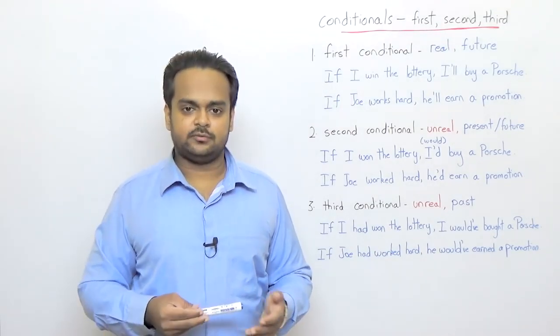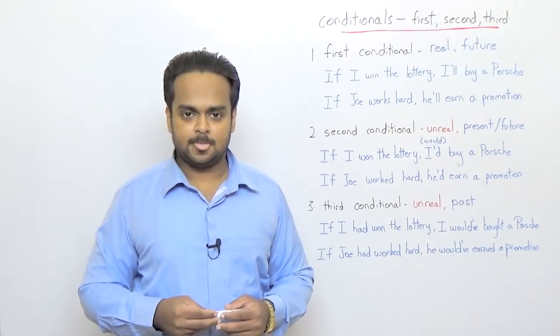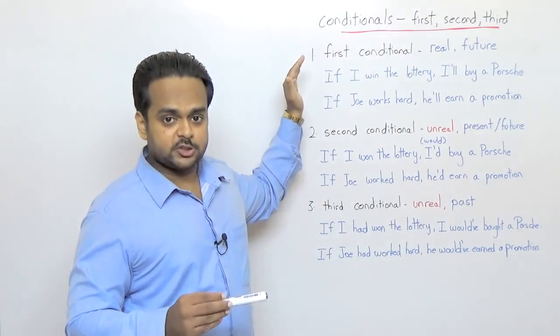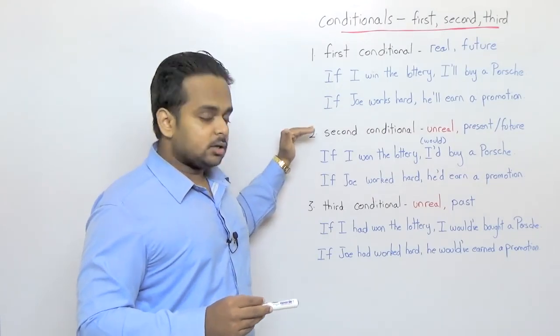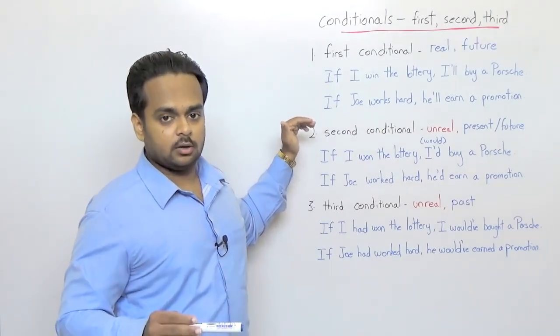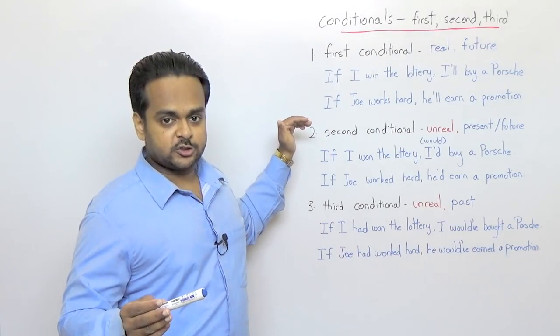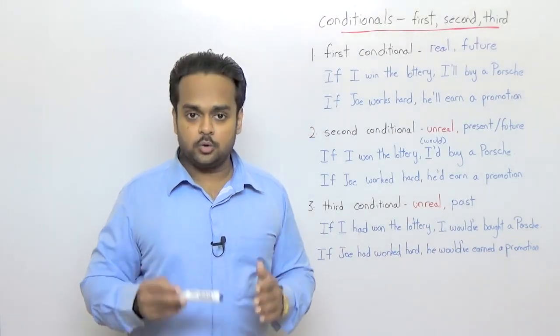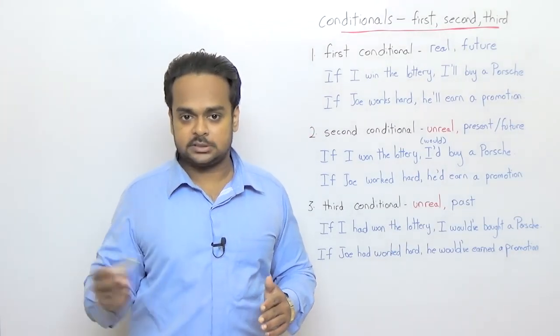That's the difference between the first, second, and third conditional. Don't forget, the first conditional is used for real or possible situations in the future. The second conditional is used to talk about unreal or imaginary situations in the present or in the future. And the third conditional is used to talk about unreal situations in the past.